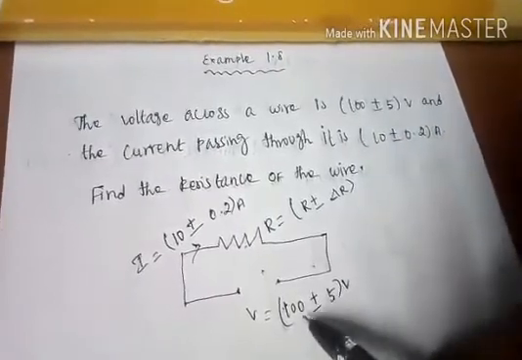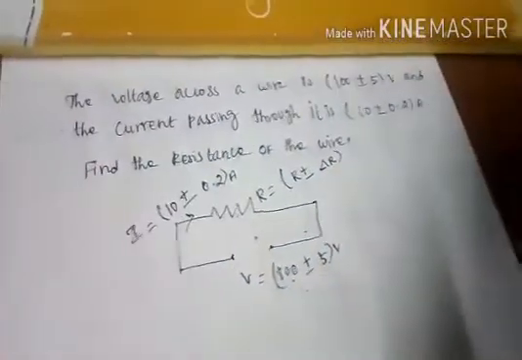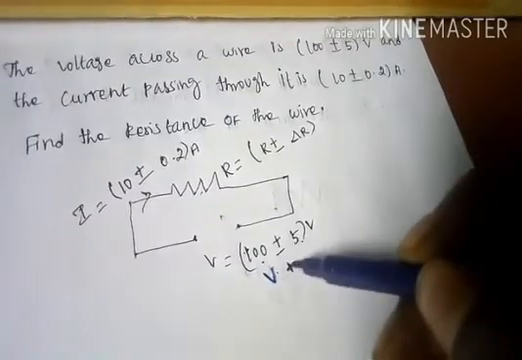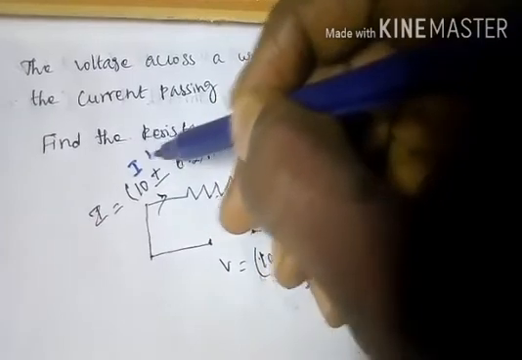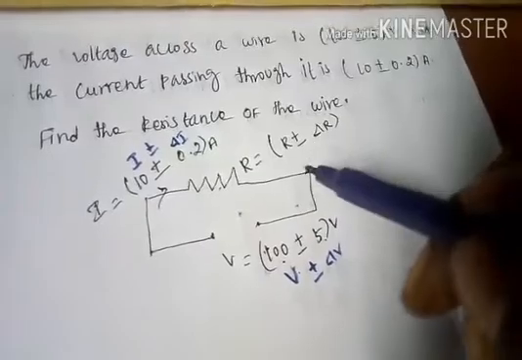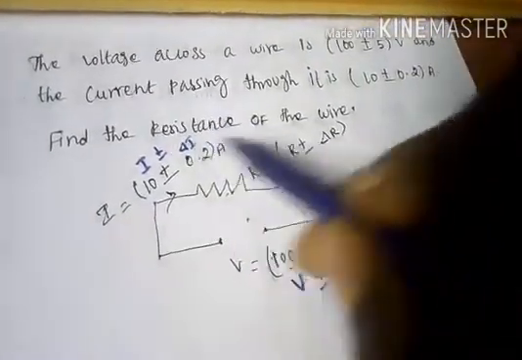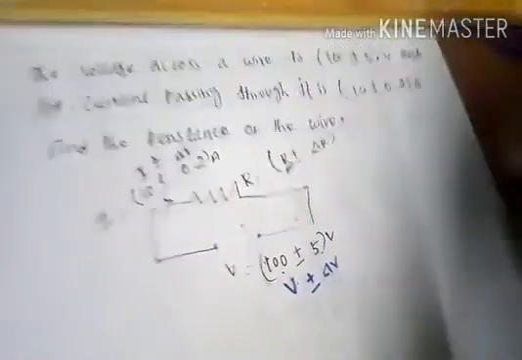So here this is the observed value with some error. So this is the observed value plus some error, that is plus or minus del V. So here also this is I plus or minus del I. Okay, and also resistance R plus or minus del R. Now I find out the resistance of this wire. First let us find out this R.